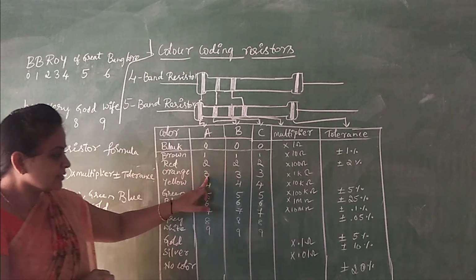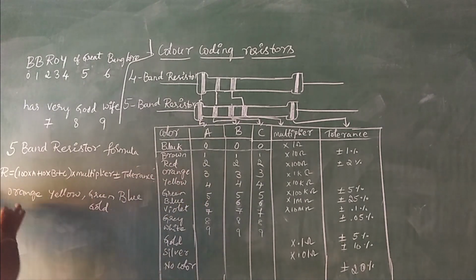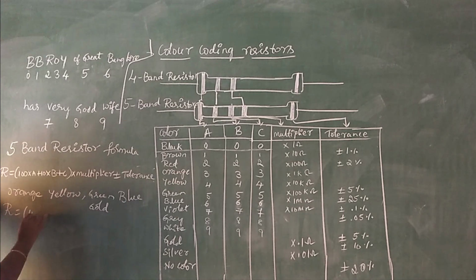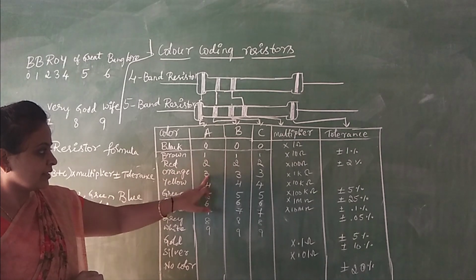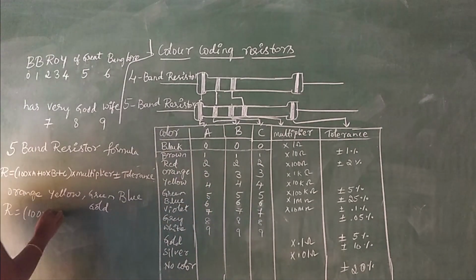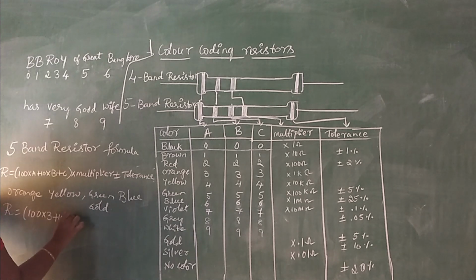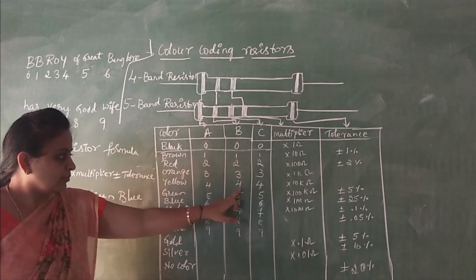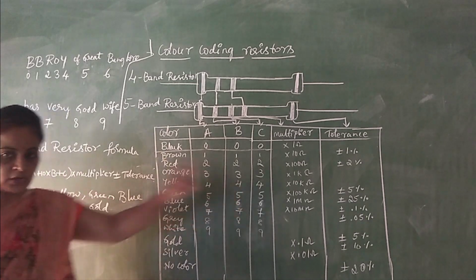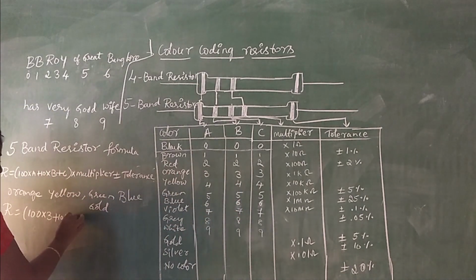Where is it? First, R is equal to 100 into orange. Orange stands for the A band, that is 3, right here. Plus 10 into B. The B color, that is the second band, is yellow. Look at the yellow in the B column. So it is 4, right, 4 here.